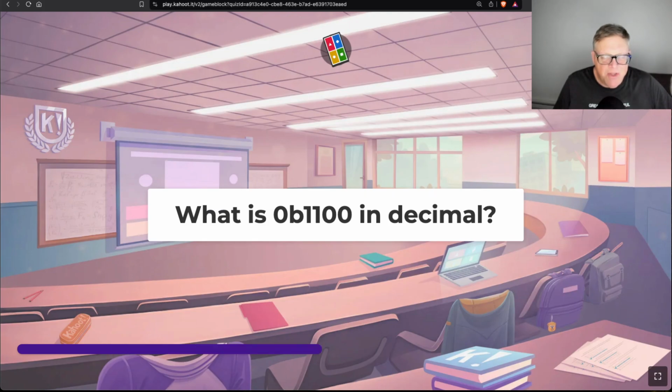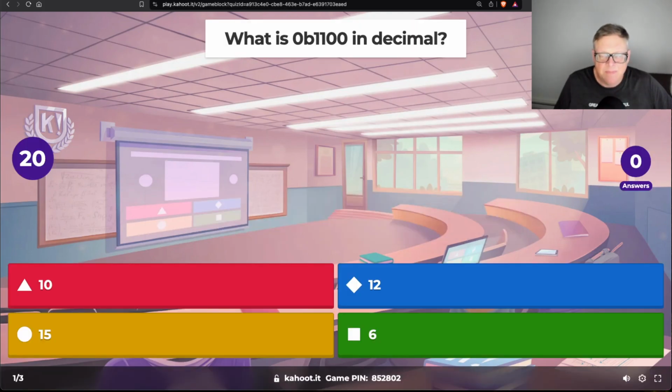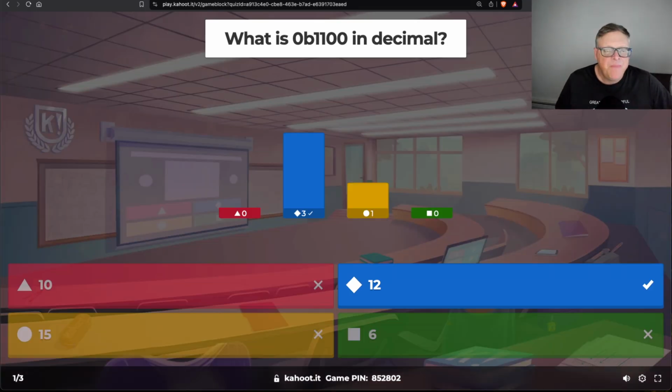All right, so what is that number in decimal? All right, we talked about this. For this number is the number of 1s, 2s, 4s, and 8s. So that's 4 plus 8, or 12. All right. 15 would have to have more 1s in it.